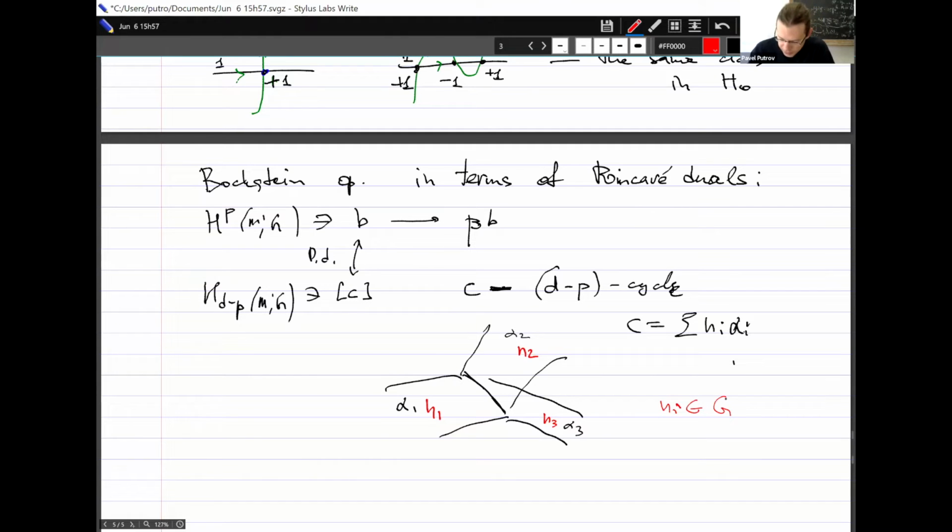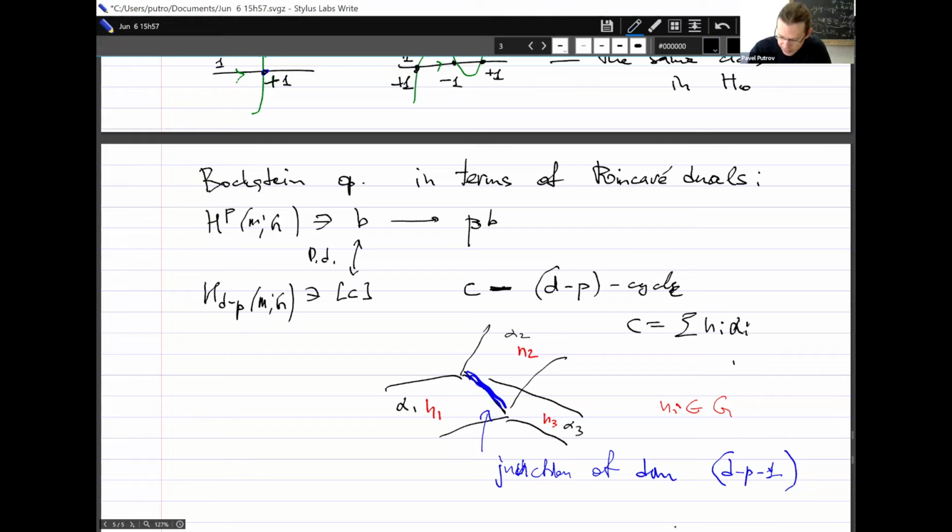And so generically, if these are D minus P dimensional, they will have some kind of junctions of dimension D minus P minus 1. Like these are two-dimensional surfaces, and they have junctions, which are like one-dimensional lines locally. So what we do is the following.